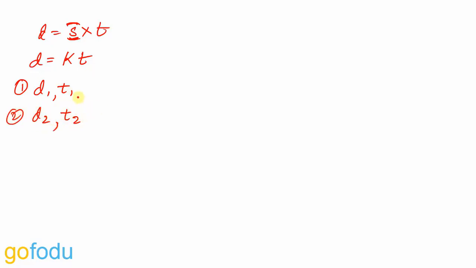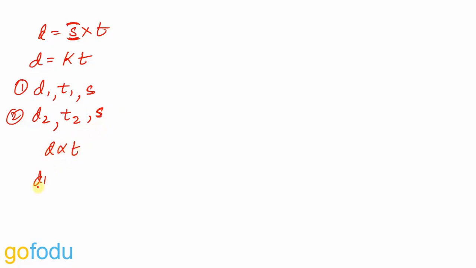We have distance is equal to speed into time, and let's say there are two scenarios in which speed is the same constant value. We have speed as constant. That means distance is constant times t. Distance is directly proportional to time. So if there are two cases, one in which distance d1 is covered in time t1, and second case distance d2 is covered in time t2, and in both the cases speed is s only, then we can say distance is directly proportional to time.